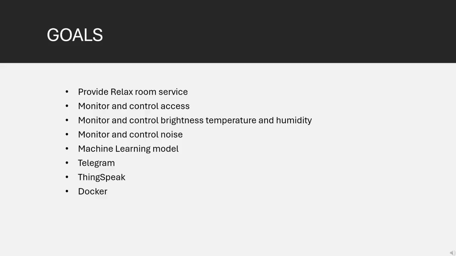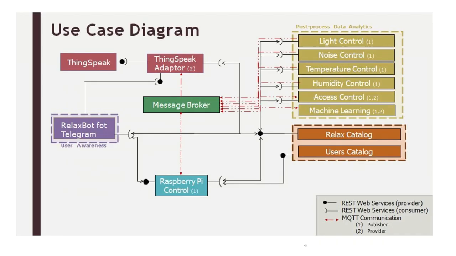Before we begin going on with the slides, we first review the goals, which is how to provide relaxed service, basically starting with the service catalog and the resource catalog, how to monitor and control the access, monitoring the sensors of brightness, temperature, humidity, and noise control, machine learning, which can all be viewed on Telegram and also as a graphical plot visual by the ThingSpeak adapter, and in the end, the implementation of the whole project on Docker.